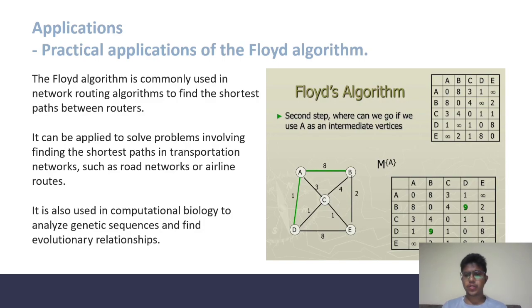Practical applications of Floyd's algorithm. Floyd's algorithm is commonly used in network routing algorithms to find the shortest path between routers. It can be applied to problems involving finding the shortest path in transportation networks such as road networks or airline routes. It is also used in computational biology to analyze genetic sequences and find evolutionary relationships.